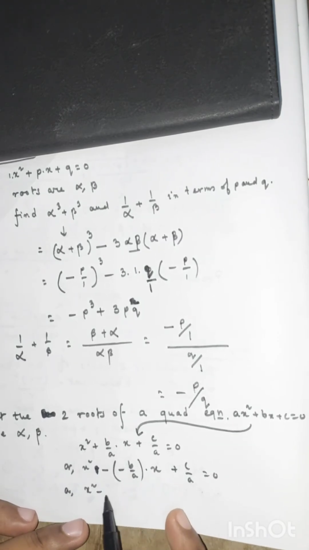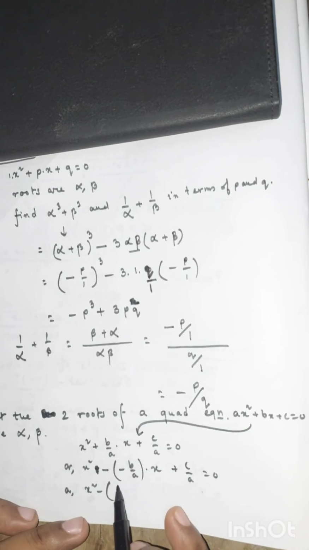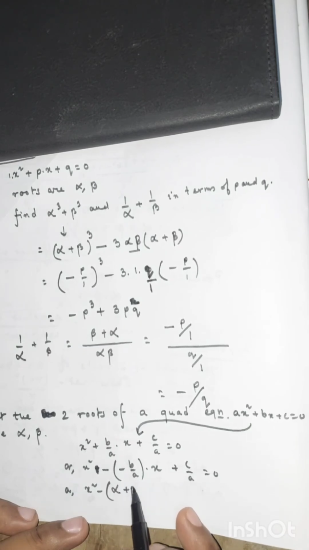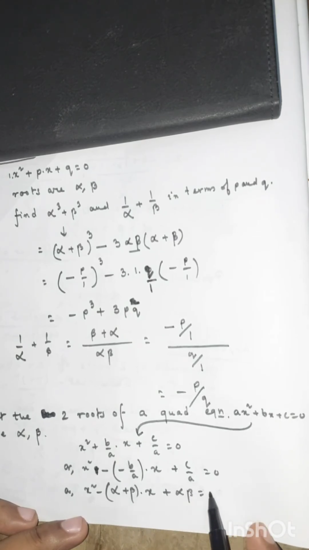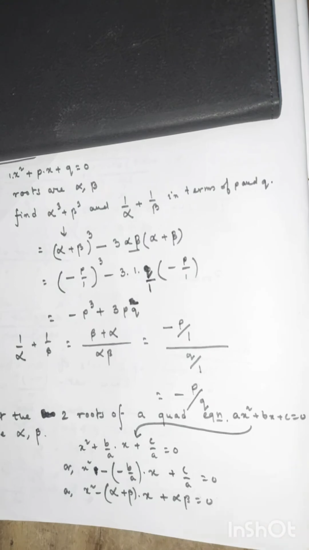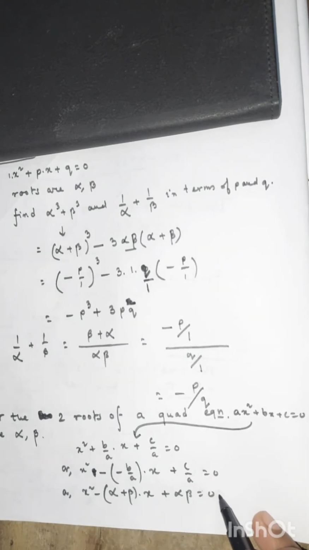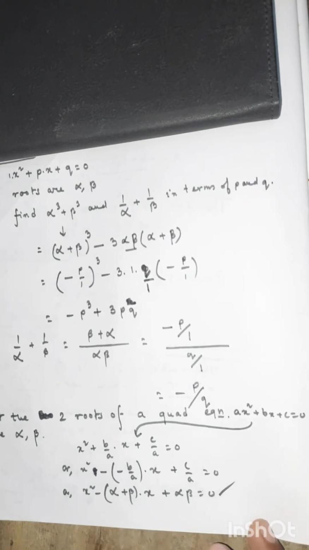We know minus b by a is the sum of two roots, and c by a is the product of two roots. So if we know the roots of a quadratic equation, we can directly get that quadratic equation. Okay, when we know the two roots, we can directly get the quadratic equation by using this.